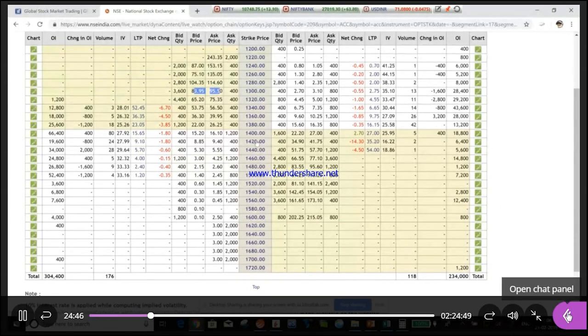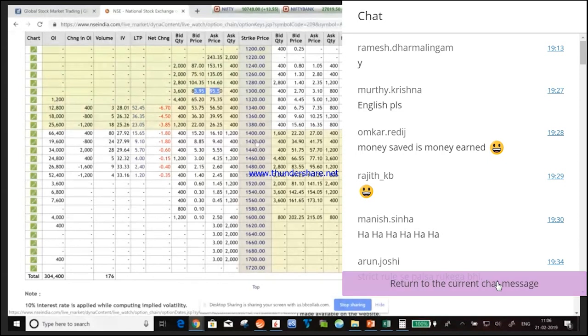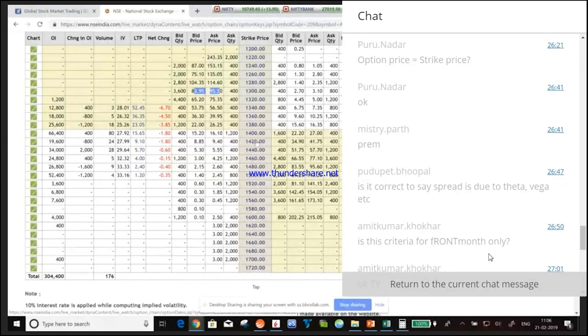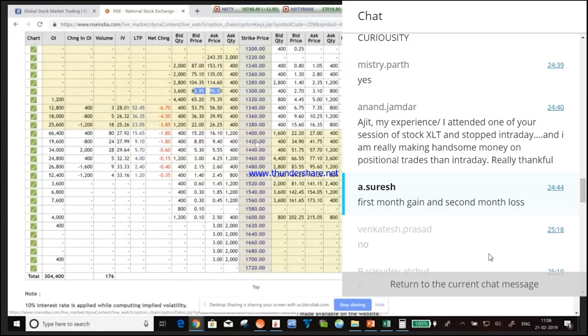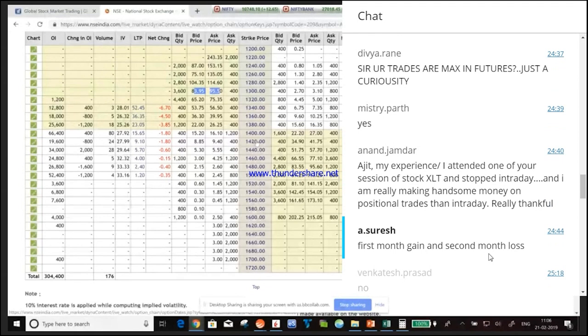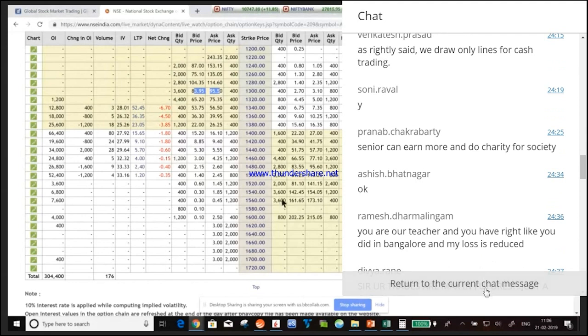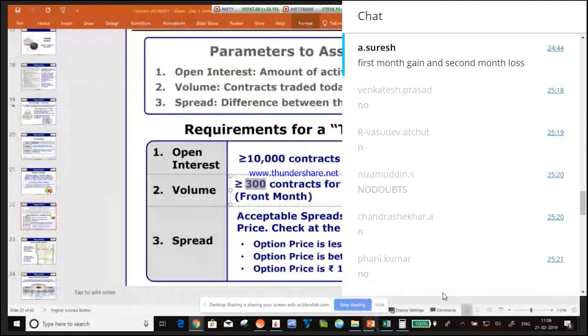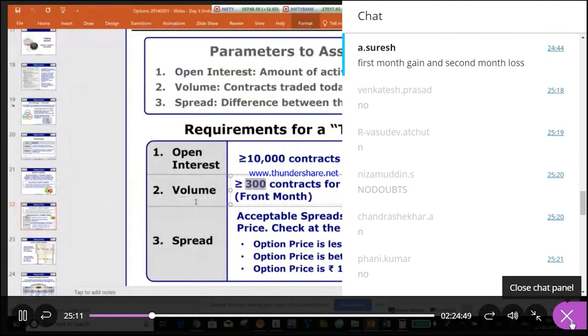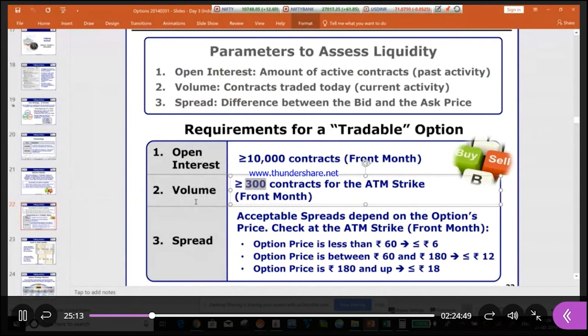Futures and options both. Thank you, Anand. That's okay, Suresh. That's how it is in the beginning. Don't worry about that. That's a normal progression that happens. Okay, now let's go to the next. So, open interest and volume. Is everything clear? Does anybody have any doubts?